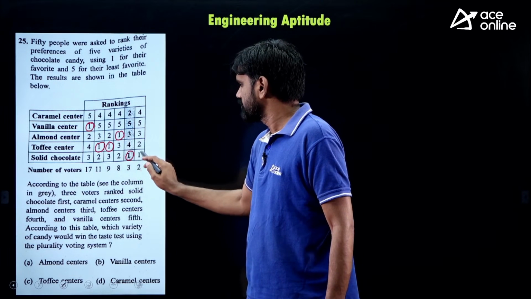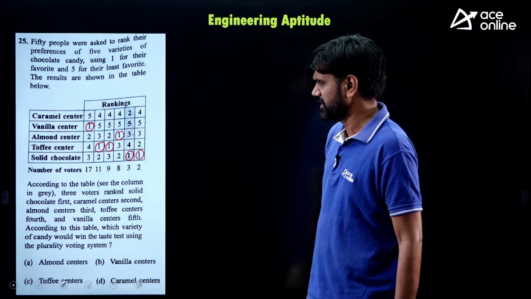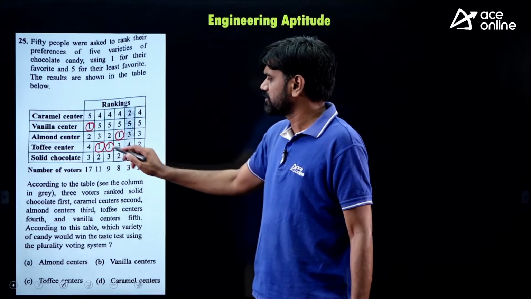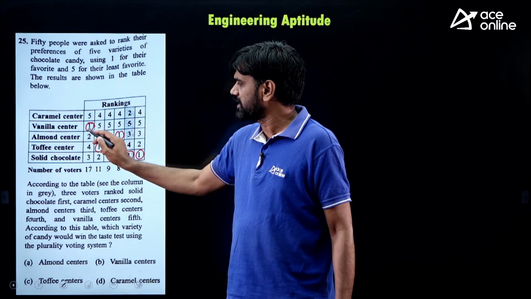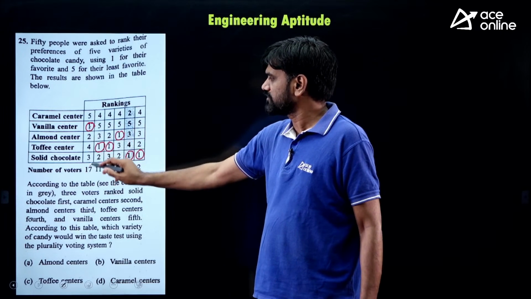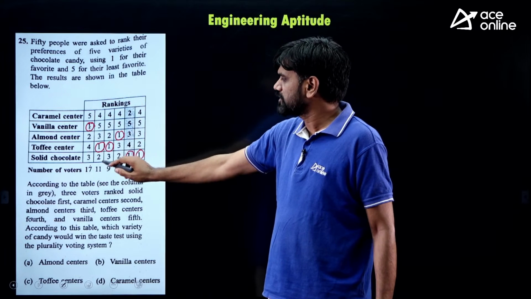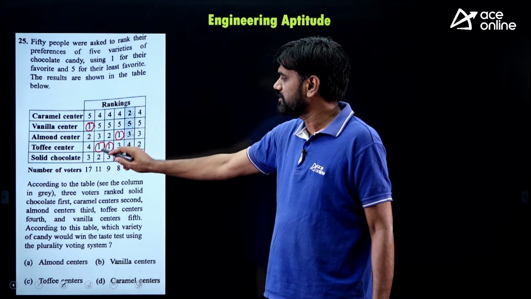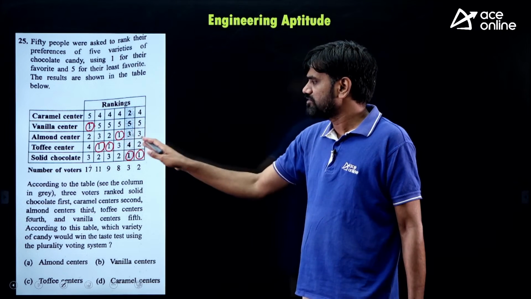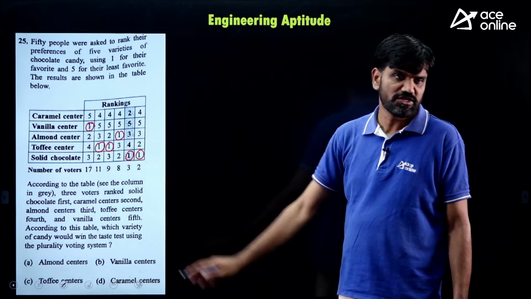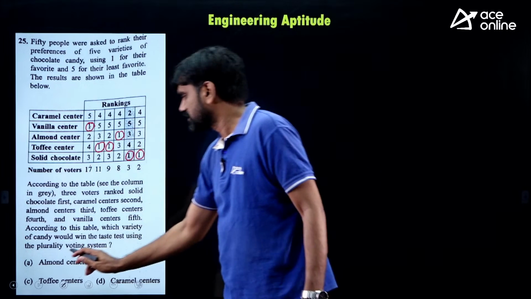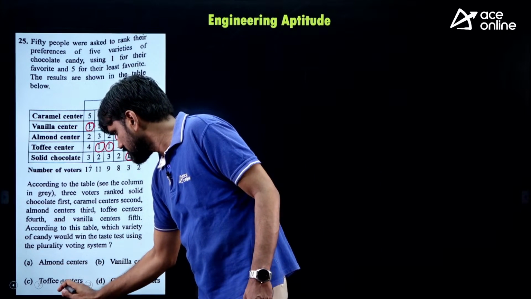So solid chocolate is preferred by 3 candidates and 2 candidates over here. Now they are asking you which is the most favorite one. If you want to find the most favorite one, you simply multiply the number of people with the rank they have given. So for vanilla center you will be getting 17 first preference votes. Similarly for toffee center, you will be getting totally 11 into 1, 11 plus 9 into 1, 9, 20 preference votes. Similarly for this you will be getting 8 votes over here plus 5 votes for solid chocolate over there. So among all those, we will be getting highest number of votes for toffee center. Hence your answer has to be option C.